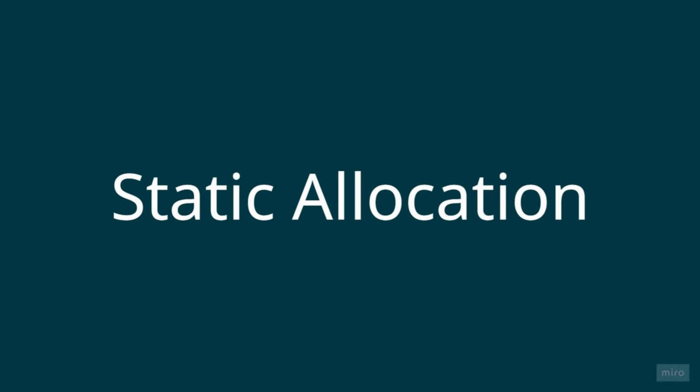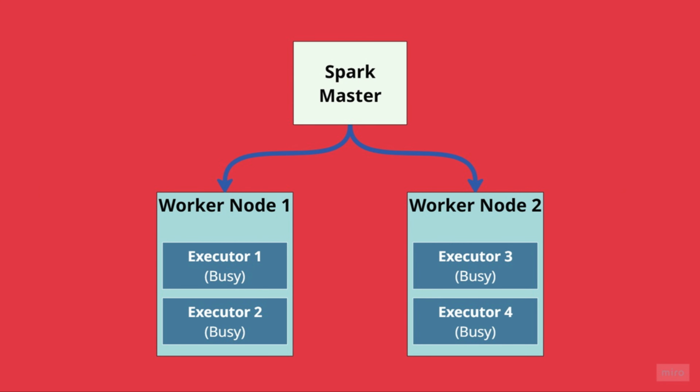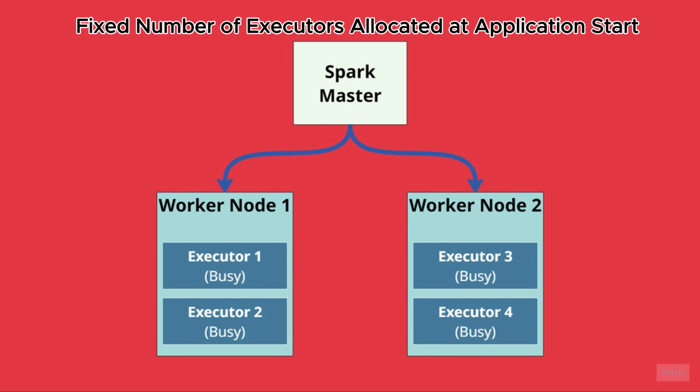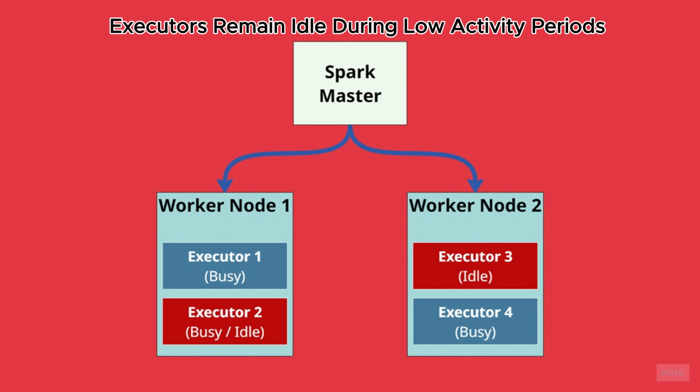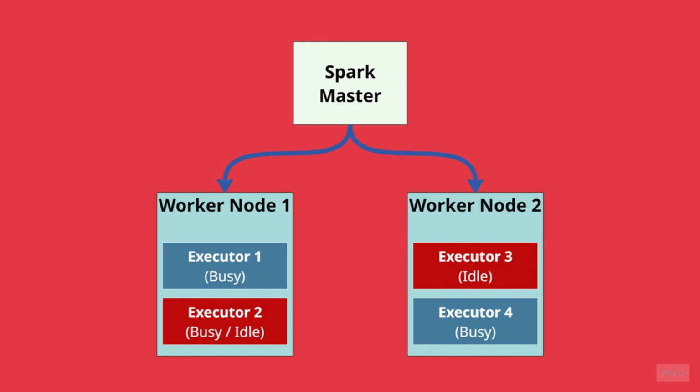Before we talk about dynamic allocation, it's important to understand the traditional approach: static allocation. In a statically allocated Spark cluster, when you launch an application, you request a specific number of executors. These executors are then reserved for your application for its entire duration, regardless of the actual workload. The problem here is that during periods of low activity, these executors sit idle, consuming valuable cluster resources that could be used by other applications. This can lead to inefficient resource utilization and potentially higher costs.